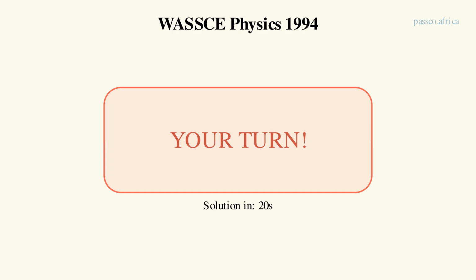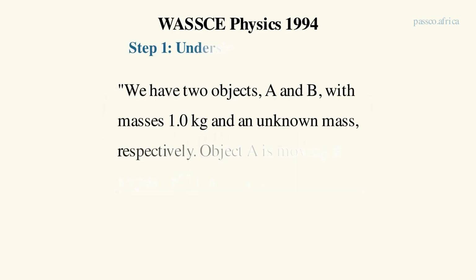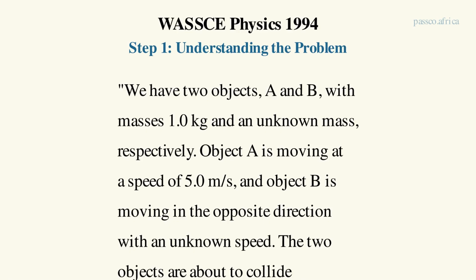Step 1. Understanding the problem. We have two objects, A and B, with masses 1 kg and an unknown mass, respectively. Object A is moving at a speed of 5.0 meters per second, and object B is moving in the opposite direction with an unknown speed. The two objects are about to collide head-on.